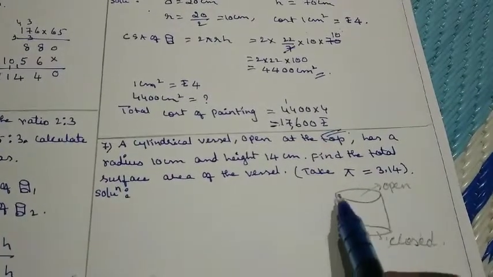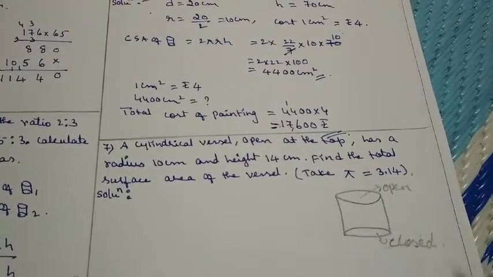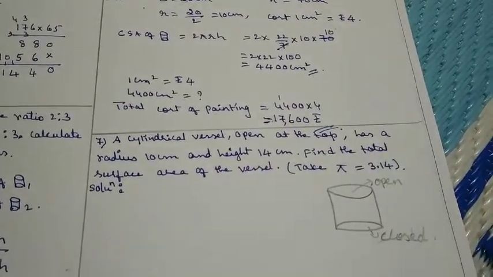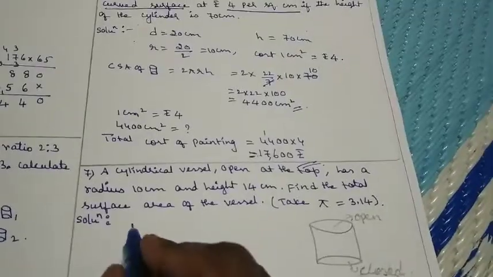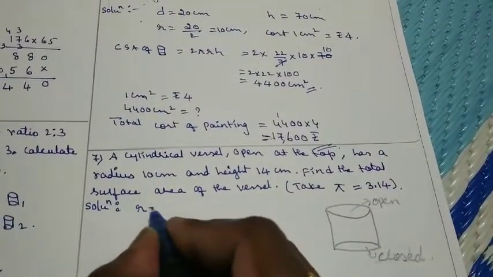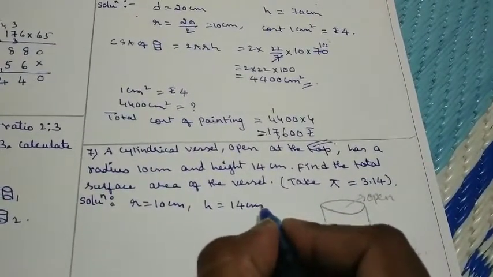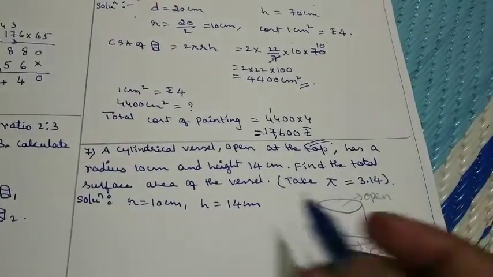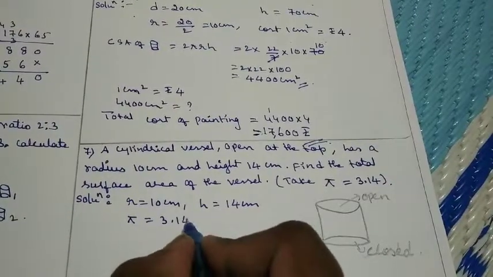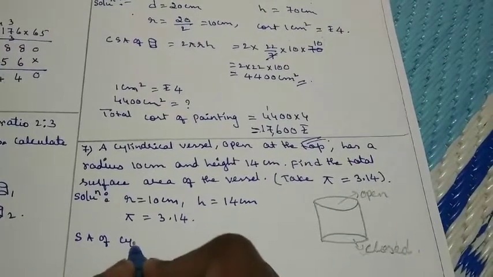Or you go with the TSA of cylinder, that is closed TSA of cylinder, and subtract the area of circle because he told open at the top. Any way you do, you will get the solution, children. So first let me write the given information. Radius is given 10 centimeter and the height is given 14 centimeter. Both the units are same, children, and pi value we are asked to take 3.14.